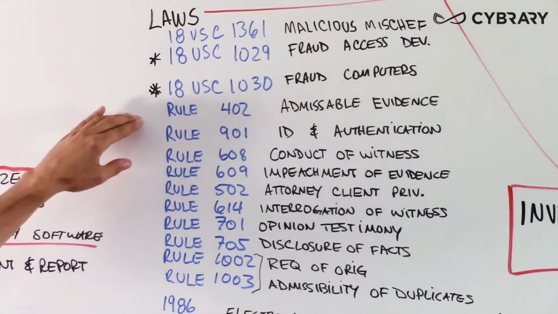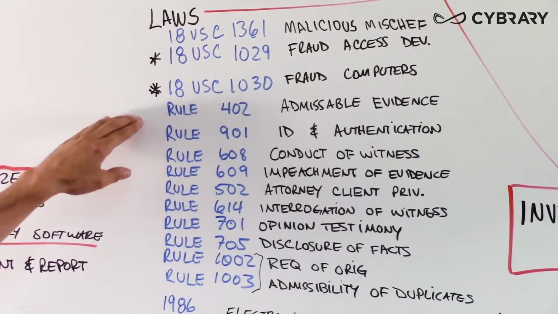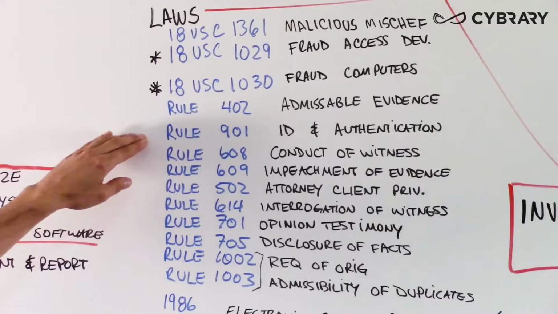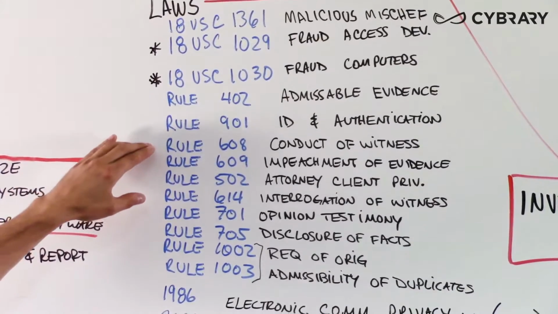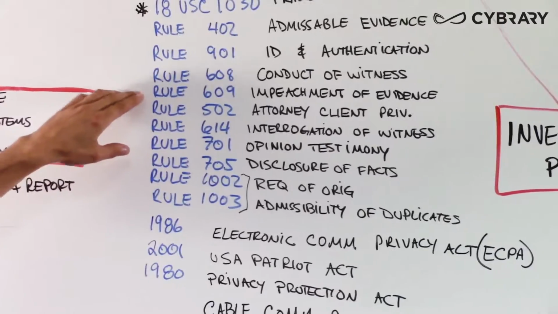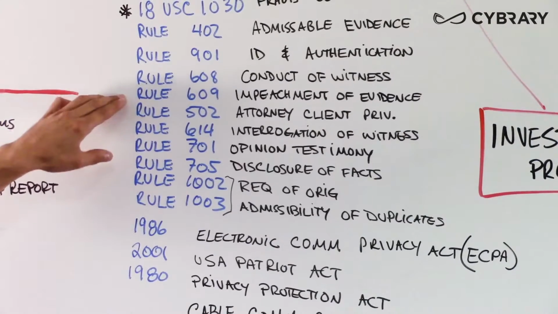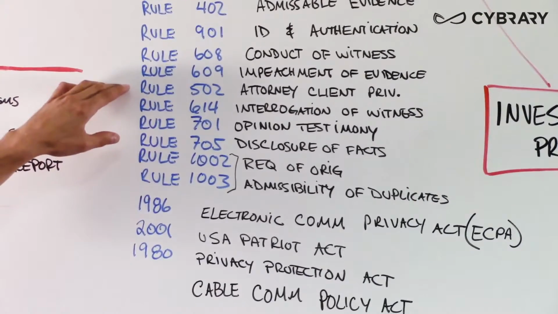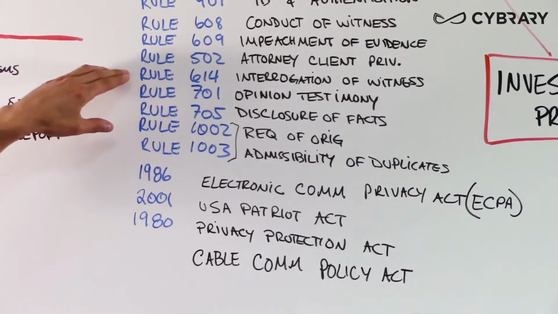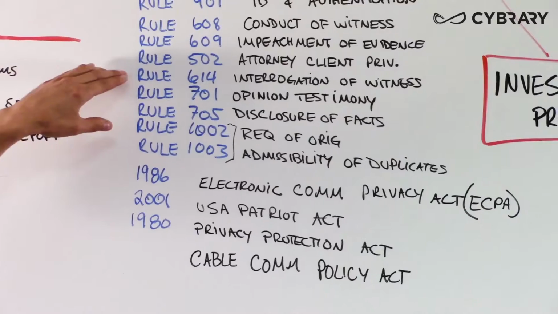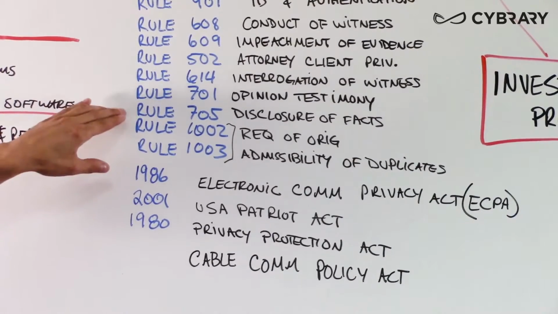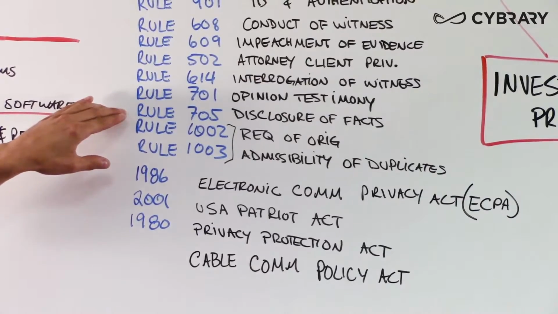You have Rule 402. This is the admissibility of evidence. 901, which is the identification and the authentication of evidence. Rule 608, the conduct of a witness and the expected behavior of a witness. Rule 609, the impeachment of evidence. You have Rule 502, which is your attorney-client privileges. You have Rule 614, interrogation of a witness. You have 701, opinion testimony. Rule 705, disclosure of facts.